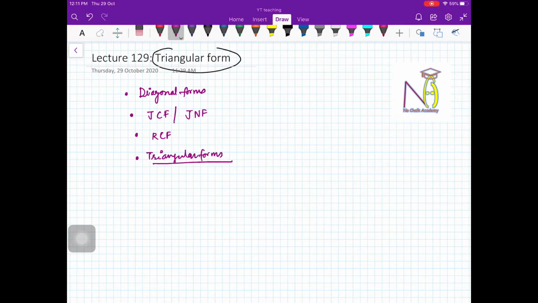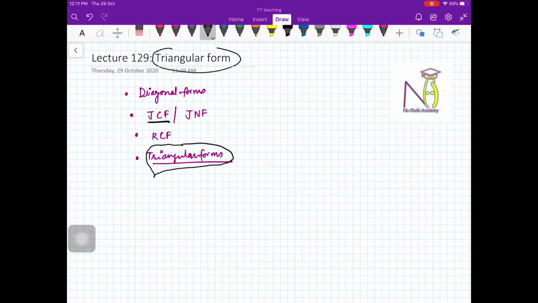So I would like to make a point that although you can skip triangular forms, because we will see that every Jordan canonical form is also triangular form, but for the sake of completeness we can do it here. So let us see what is a triangular form.